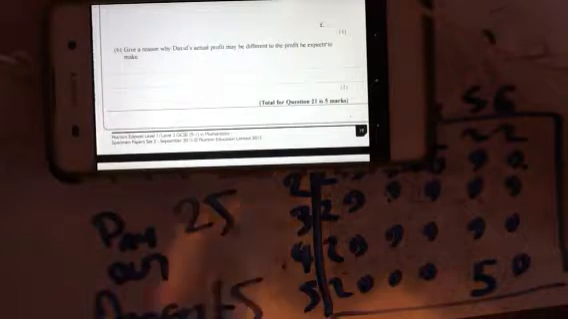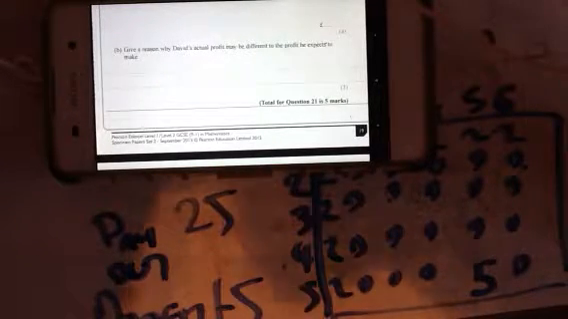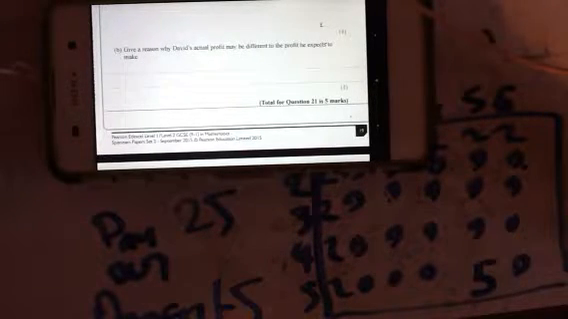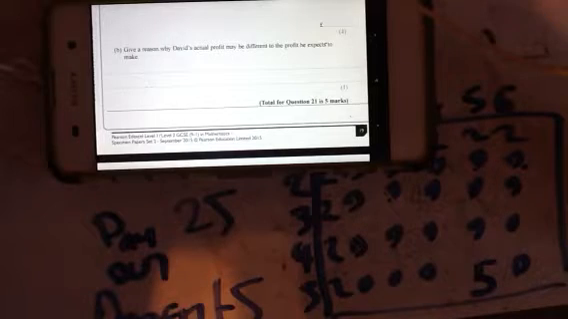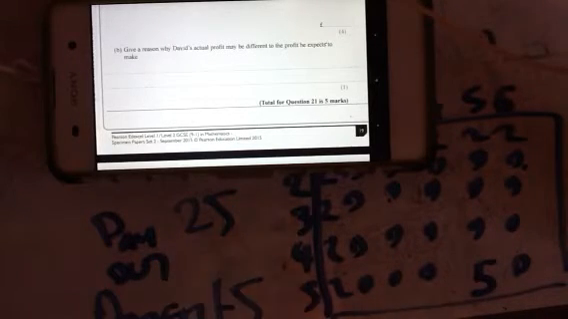The second part to this question: give a reason why David's actual profit may be different to the profit he expects to make. Now, what you have to put on the lines is that that's what we predict to happen, it's not actually what's going to happen. Because it's a probability and this is a random event, it is possible for David to pay out £5 for every 30 goes. It's unlikely, but there's a chance of that happening.